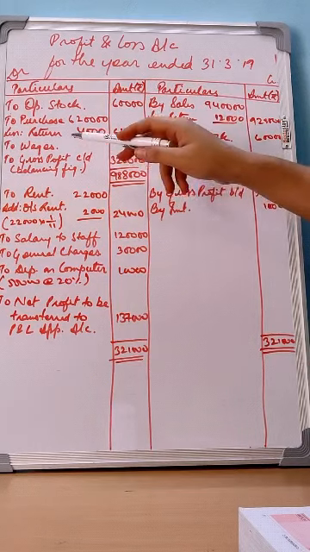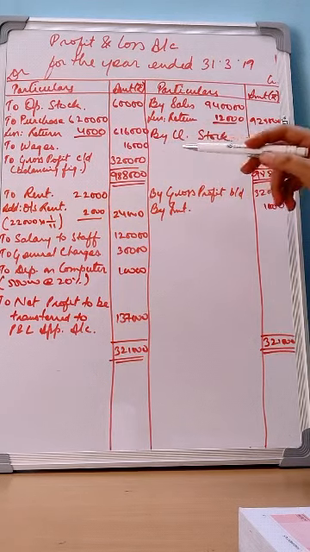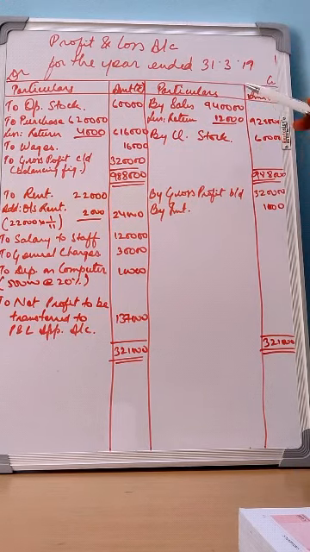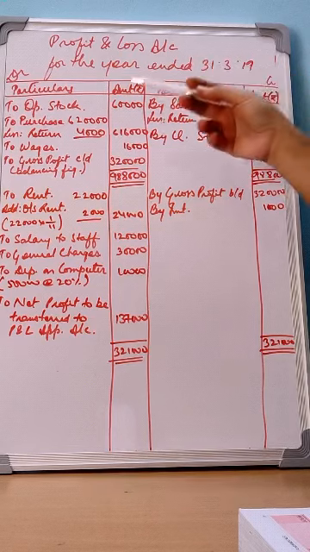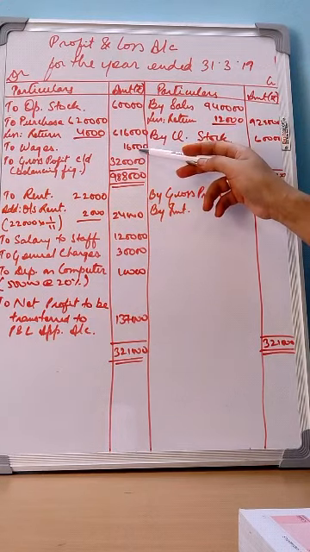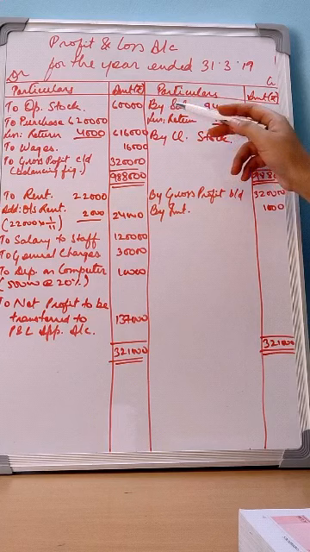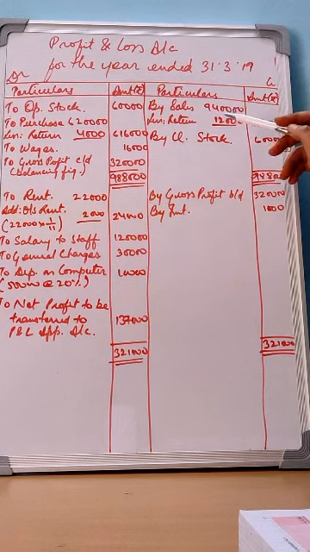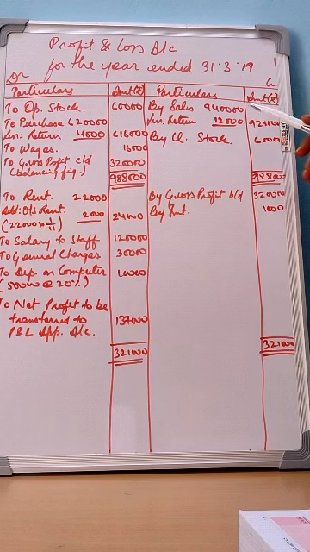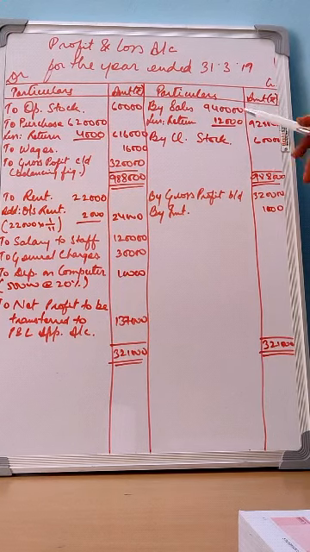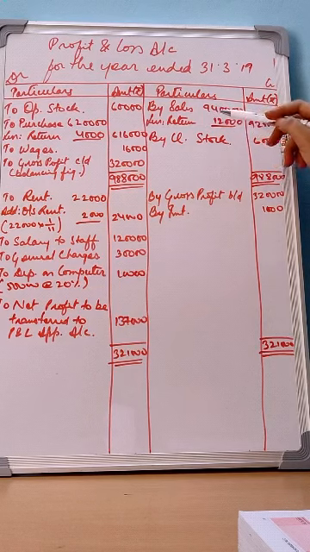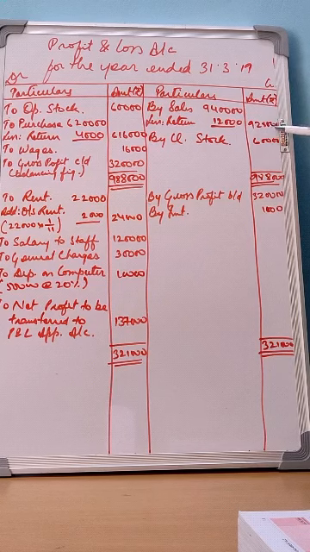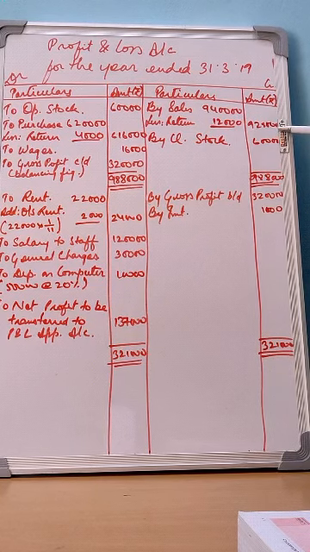So the purchases net of return come to 6,16,000. Then there are wages. Wages are always direct expenses, because wages are directly related to the purchase. Wages is 16,000, and then we have sales. Sales is 9,40,000 less return inward, which is 12,000 on the debit side. So 9,40,000 minus 12,000 comes to 9,28,000.